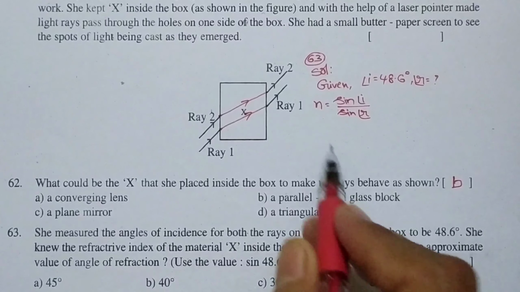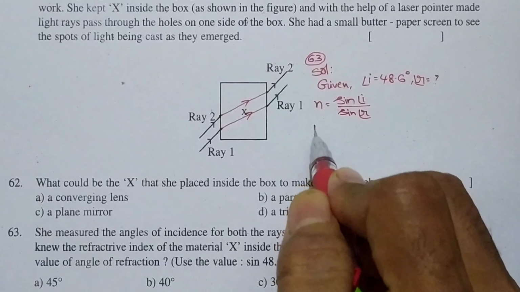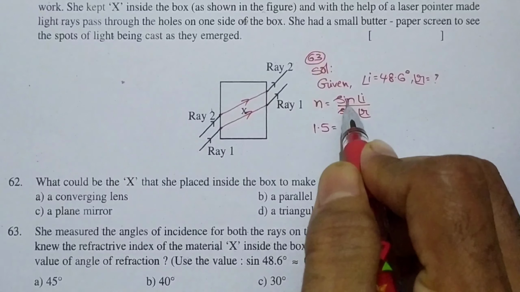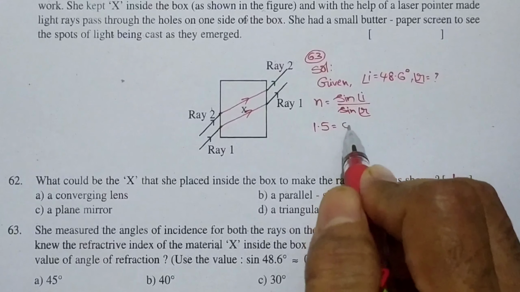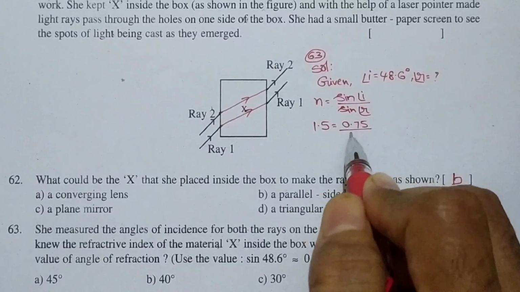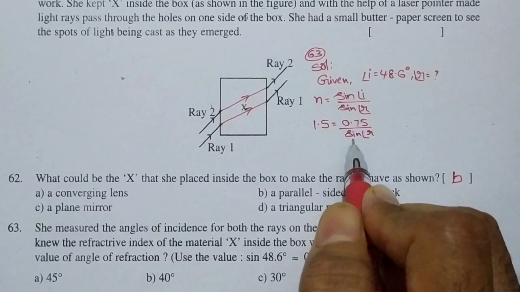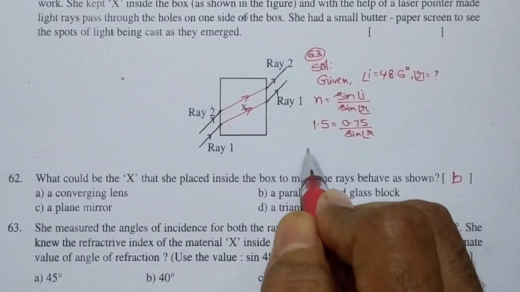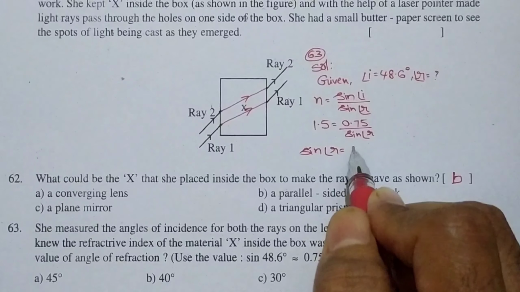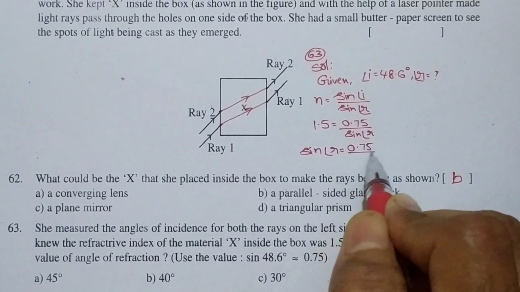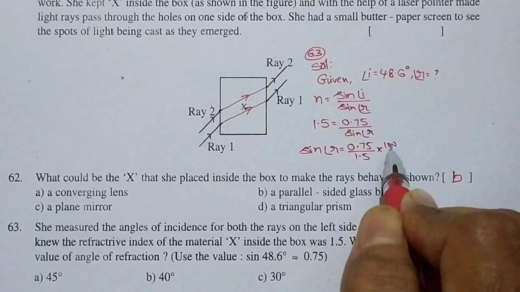Let us substitute the values. Refractive index is also given as 1.5. So 1.5 equals sin of 48.6 degrees, which is given as 0.75, divided by sin R. Let us do the cross multiplication. Sin R is equal to 0.75 by 1.5. Here after the point there are 2 digits, so let us multiply by 100 by 100.